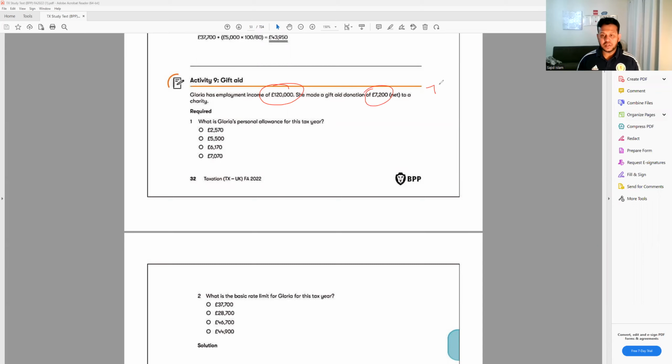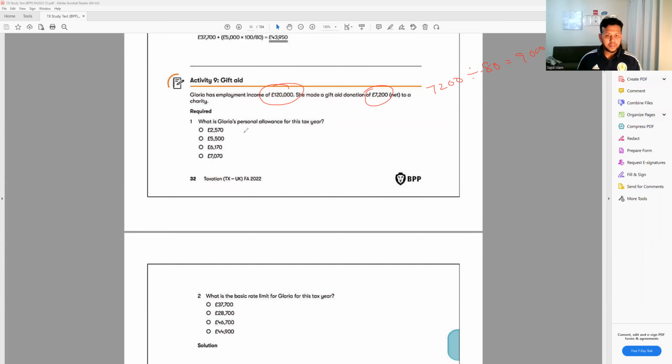So first we need to gross it up. Remember that. Divide by 0.80. So 7,200 divided by 0.8 gives me 9,000. That's my gross. I always do that first because I don't want to forget it later on.